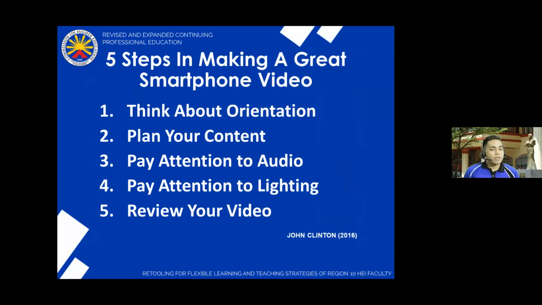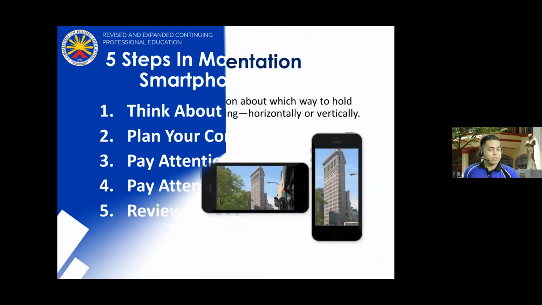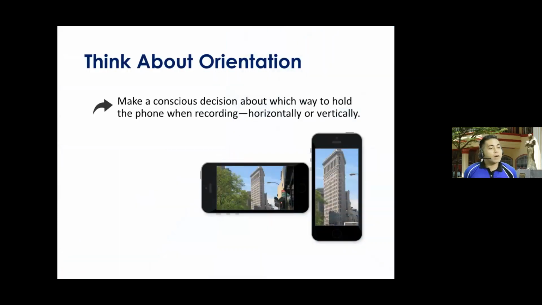All right. Now, these are the 5 steps in making a great smartphone video, according to John Clinton. One is to think about orientation. Two, plan your content. Third is pay attention to your audio. Fourth is pay attention to lighting. And the last one is review your video. Now, what is think about orientation?